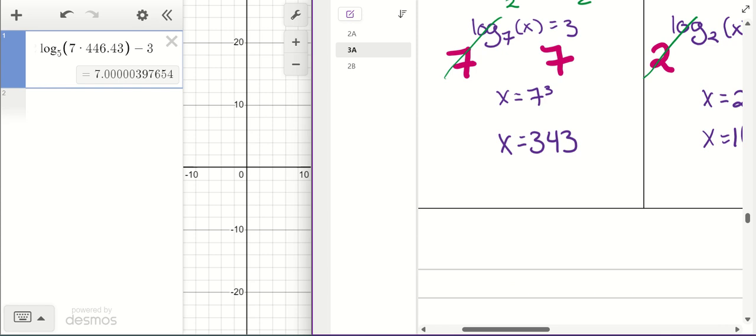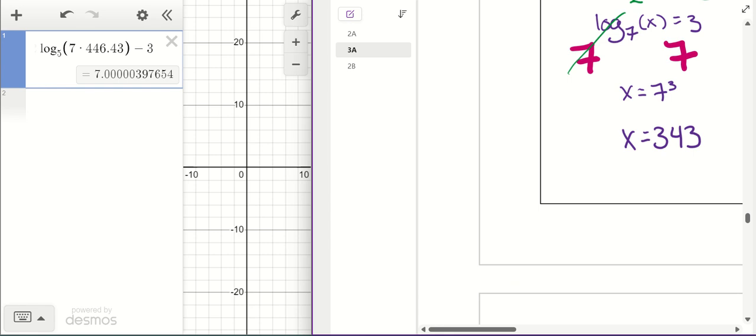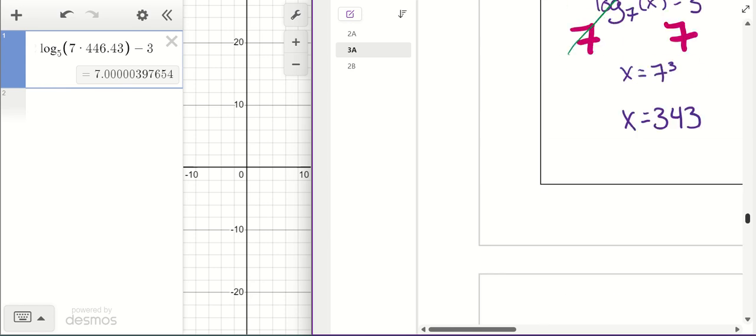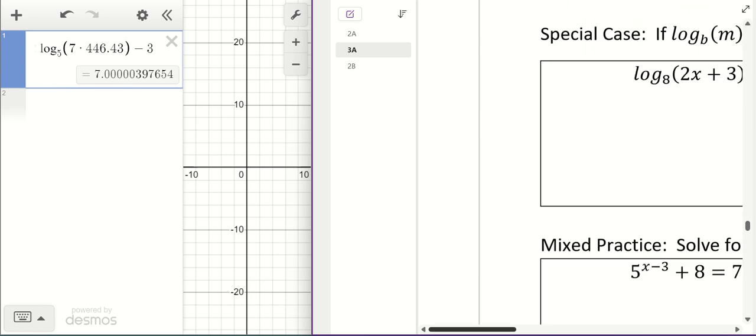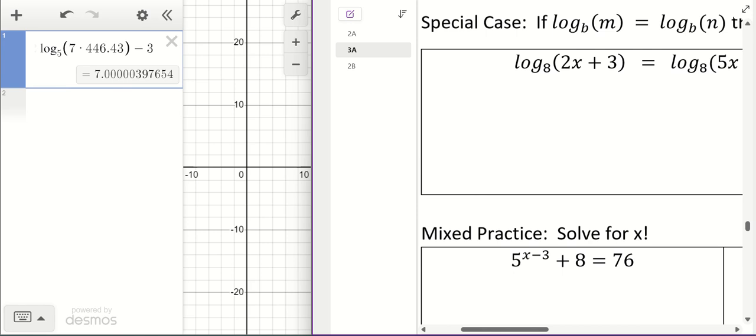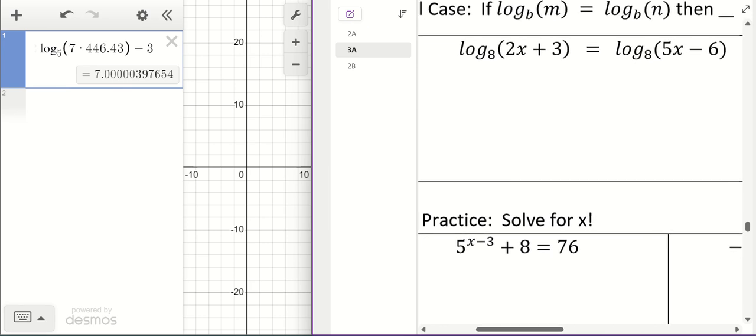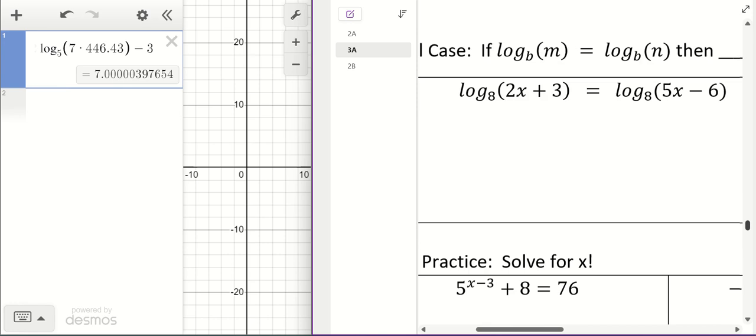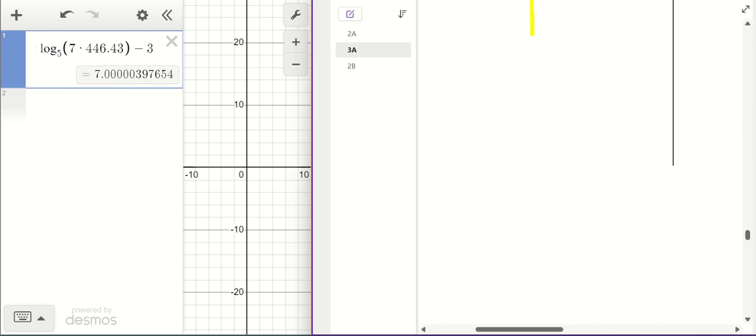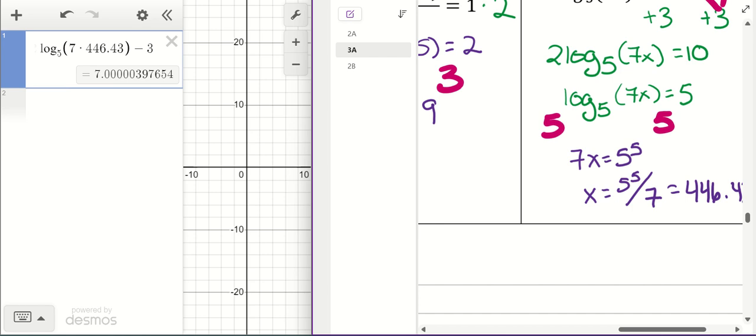All right, we got a few more problems to go. There we go. All right, so there is a special case. If we have log base b of m equals log base b of n, so notice that their bases are the same. That's so critical here. If those bases are the same, if they both have a base of b.